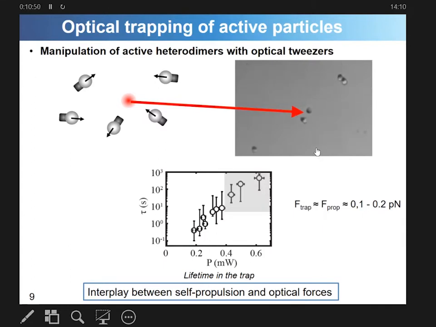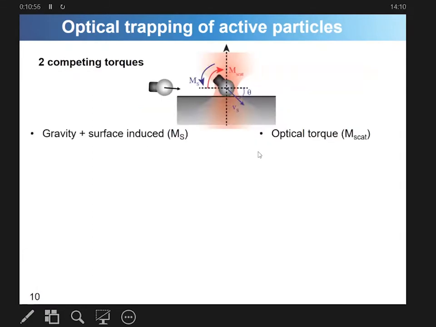So what it tells us here is that we have an interplay between self-propulsion and the optical forces that enable the optical trapping. So where does it originate from? We have two main competing phenomena that come into account to understand what's happening.